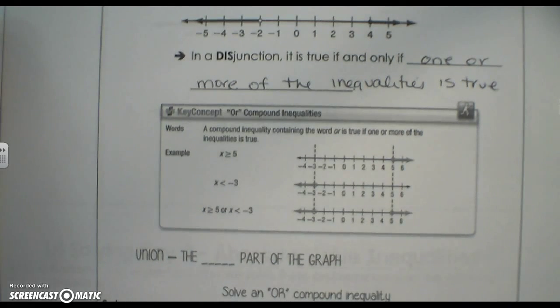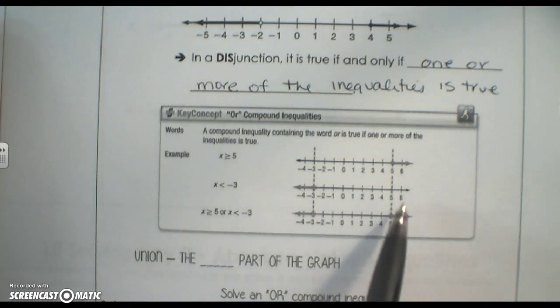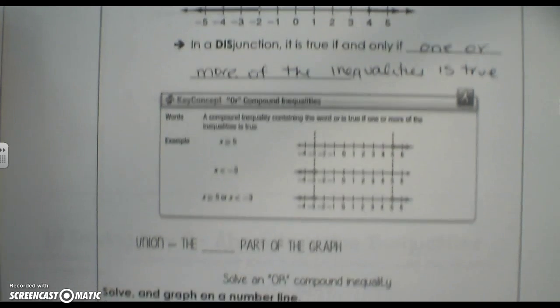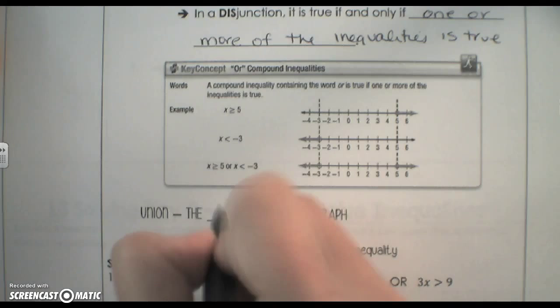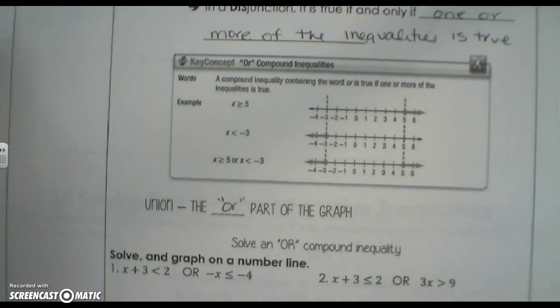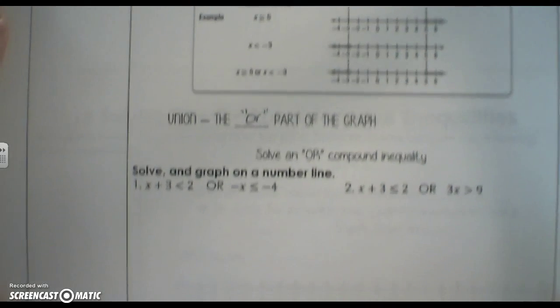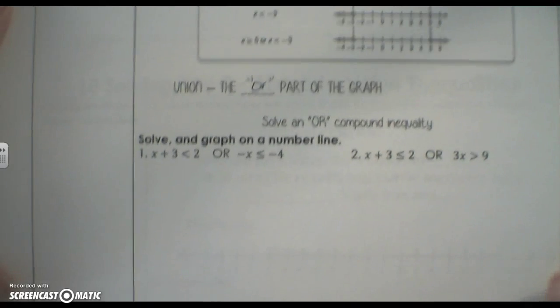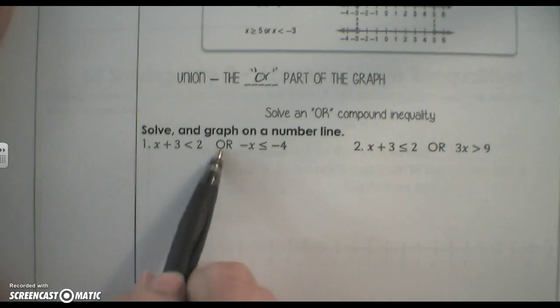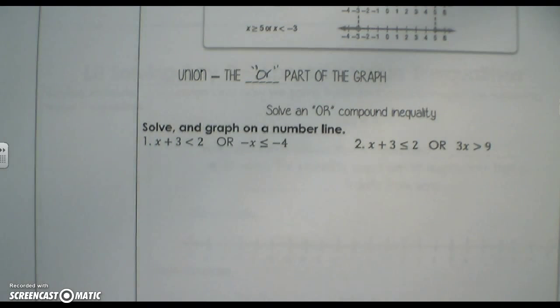So notice how having the word or makes the graph go in opposite directions here. So a union, the or part of the graph, goes in opposite directions. On this one, it's really already separated for us. Since that word or is between them, they're already separated, so let's go ahead and solve those.